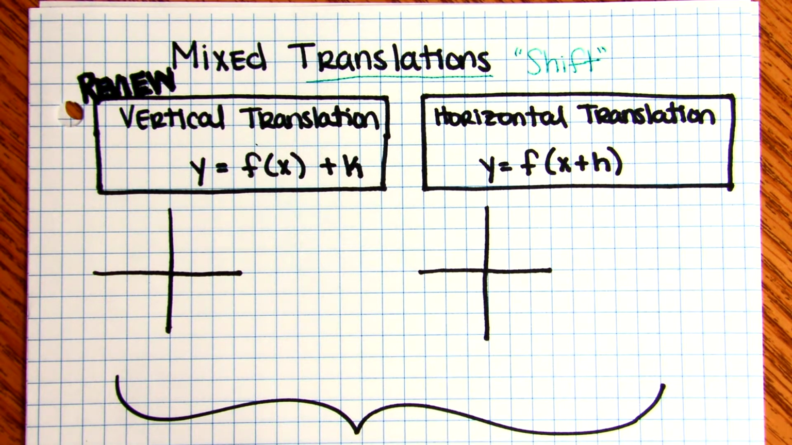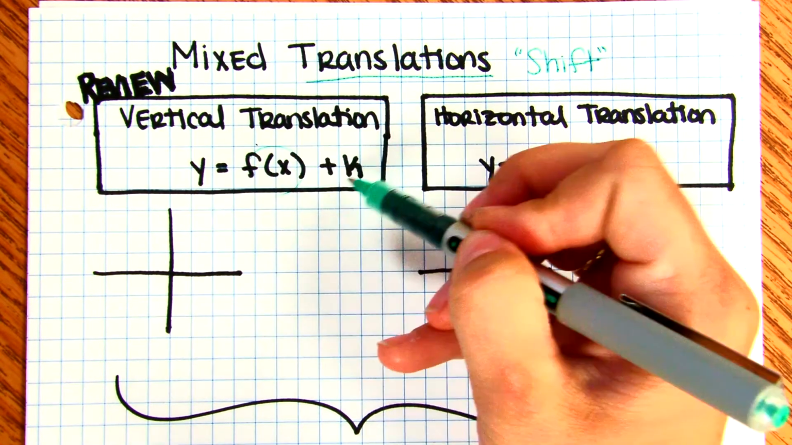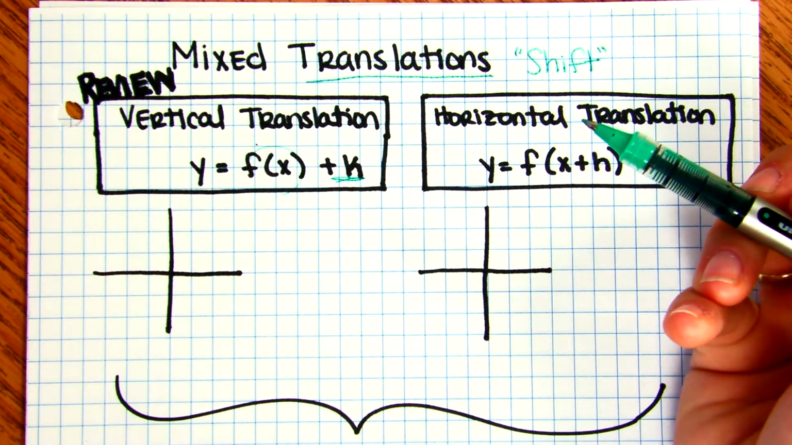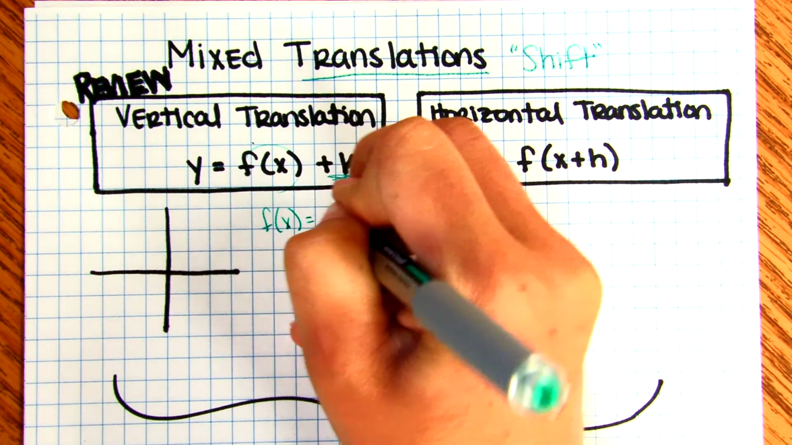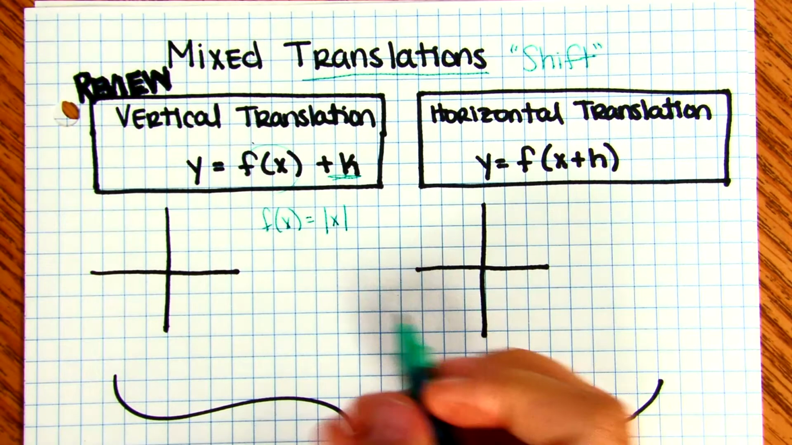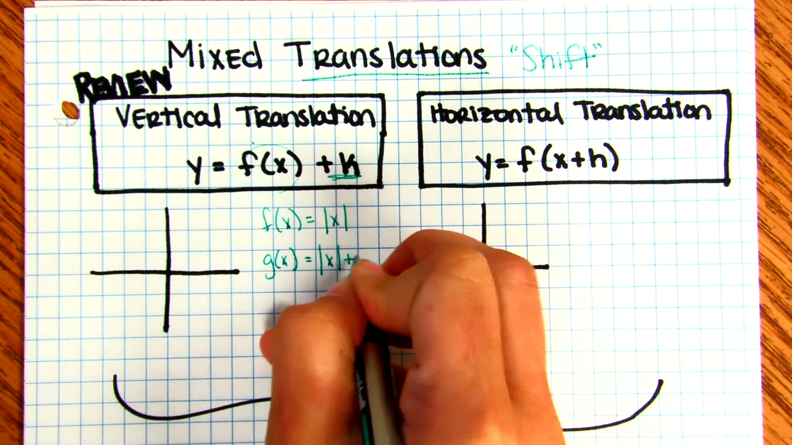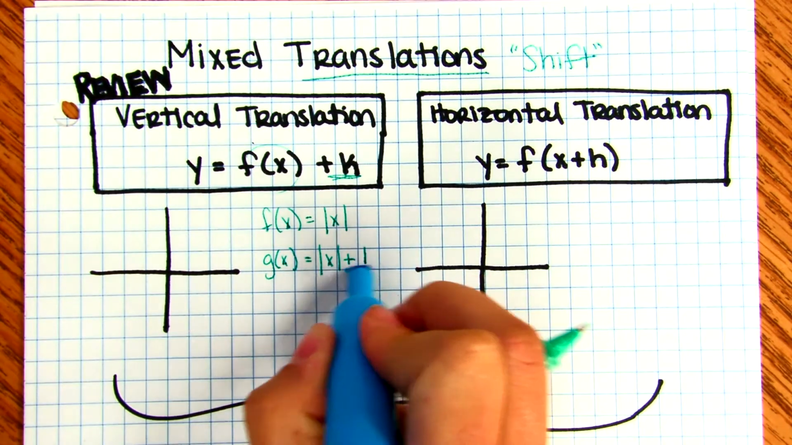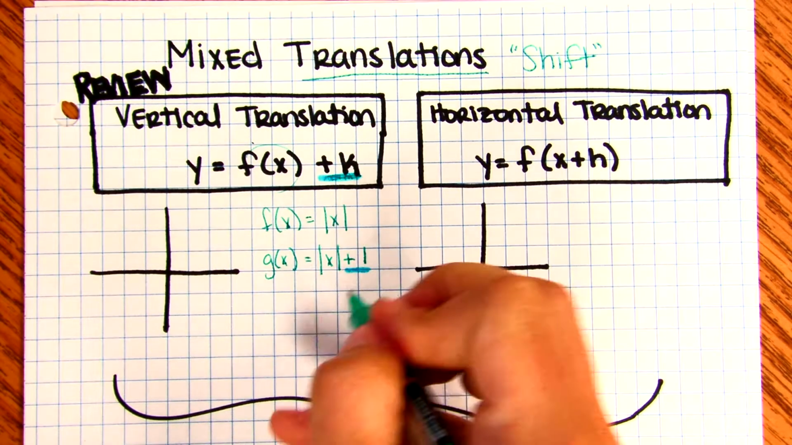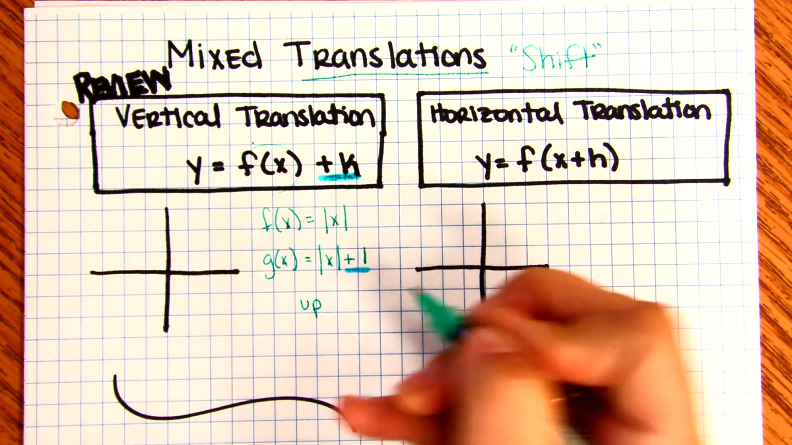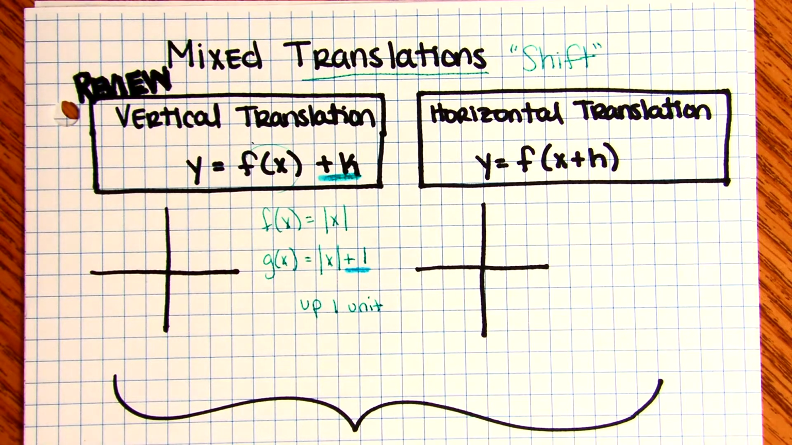So a vertical translation happens when you have a parent function and you add a value, so to speak, to the outside of the function. So for example, maybe if the parent function is the absolute value of x, if we have a transformed function being the absolute value of x plus 1, notice that this value is being added outside of the absolute value bars, and this tells us to move the parent function up 1 unit. So when it's added to the outside, we move things up and down.